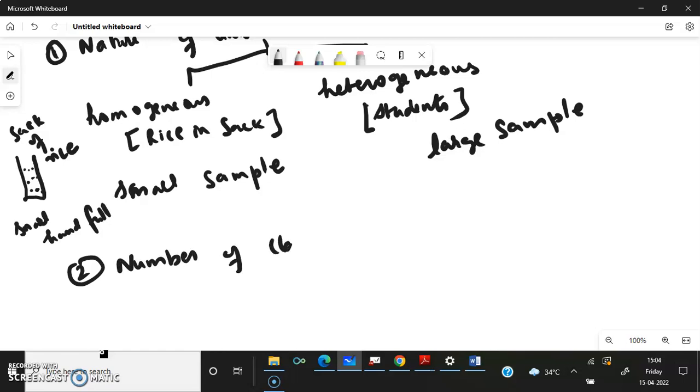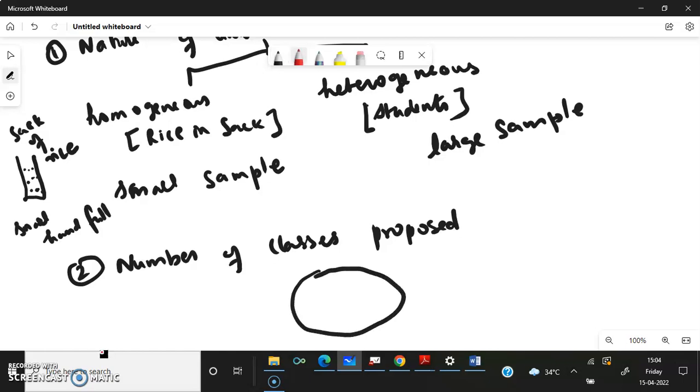Number of classes proposed. Suppose I want to divide the population into small groups. The full population I'm dividing into small groups, G1, G2, G3. Like this, I'm dividing the population into small subgroups. Here, we need a large sample.